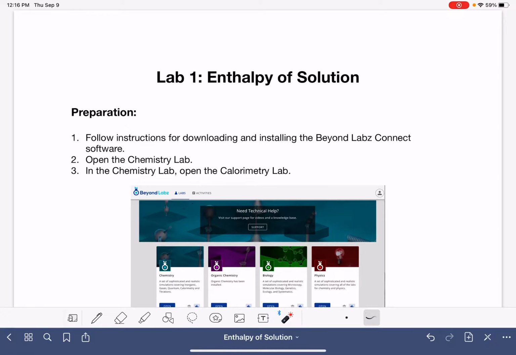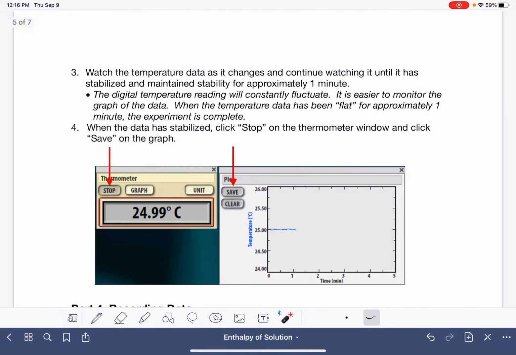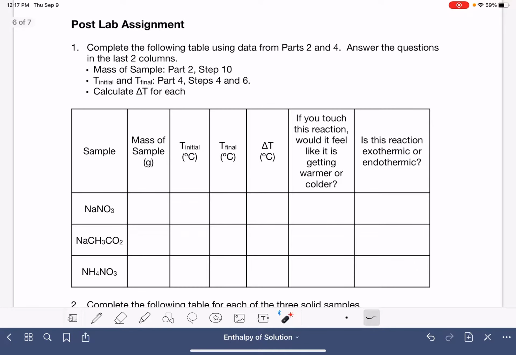In this video, I'm going to walk you through the post lab for Lab 1, Enthalpy of Solution. The first question on the post lab contains all of the data that you collected in the experiment. First of all, the mass of the sample, you recorded that in part 2, and then also the final and initial temperatures of the solution you recorded in part 4.